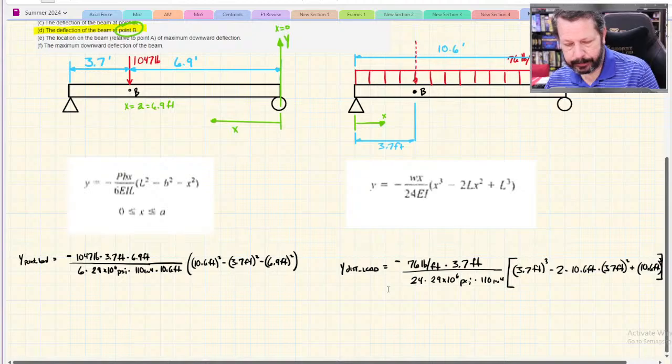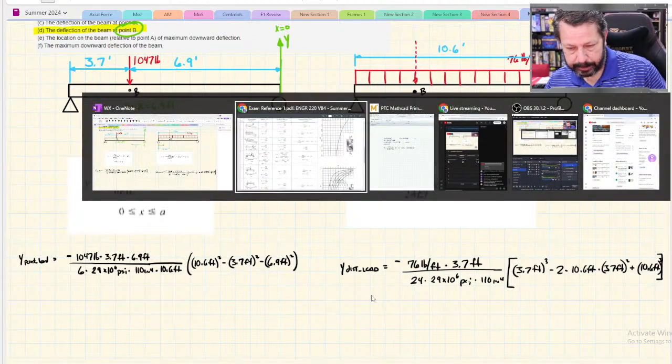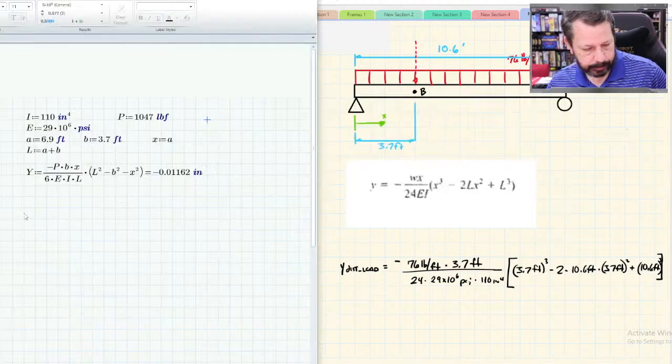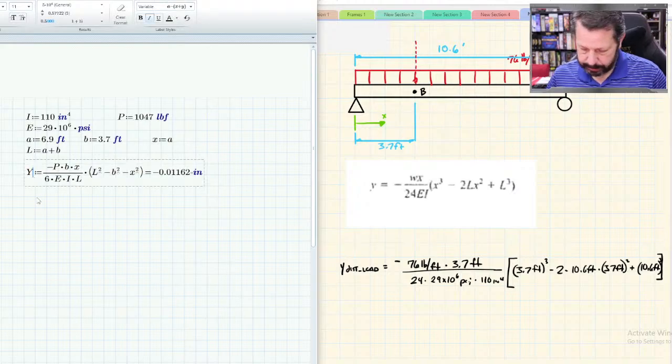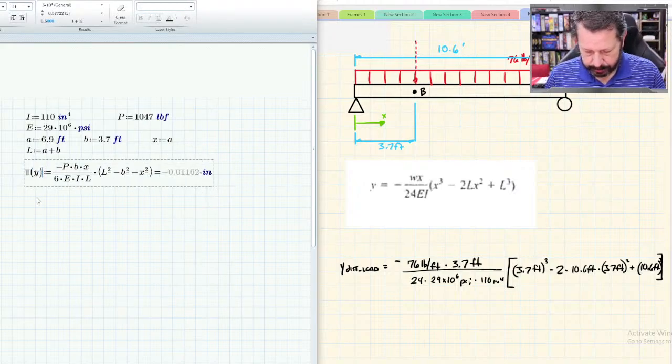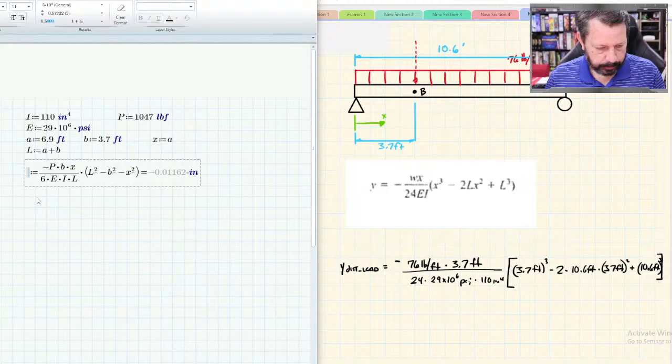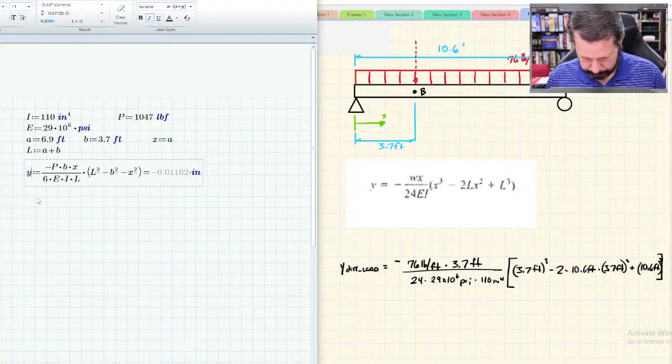Okay, let's see if we can get that into MathCAD and have some agreement here. Let's make this y. Oh, this is a different version of MathCAD. I don't remember how to do the subscript in this version. Let's just do this.